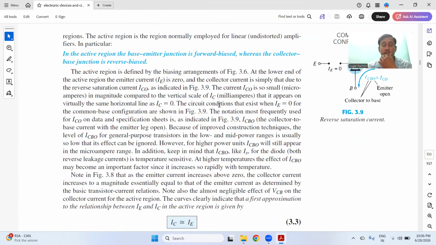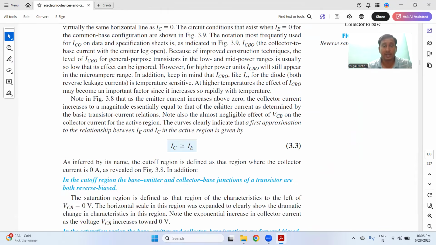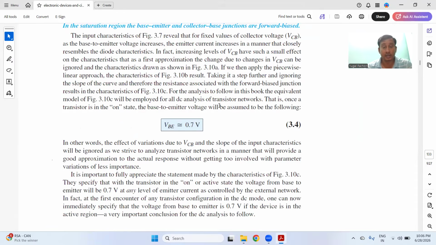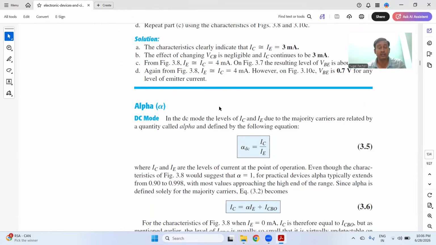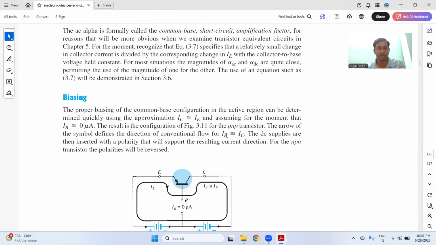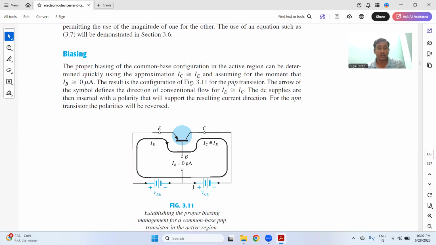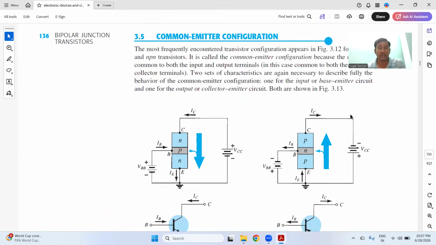So likewise, we studied the common base configuration. Likewise, we have the common emitter as well. So let me discuss it. The current gain is alpha equals IC over IE, and I already told you the value of alpha. Alpha is almost 0.9 to 0.998. This is the value of alpha, and this is how we do the biasing. The two battery model is used for the biasing, plus and minus, and this is the input current, this is the common current, and this is the output current. You can understand this because I already told you in the discussion. There is a breakdown region also.